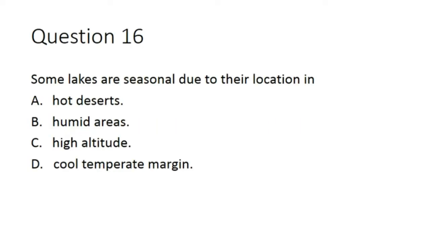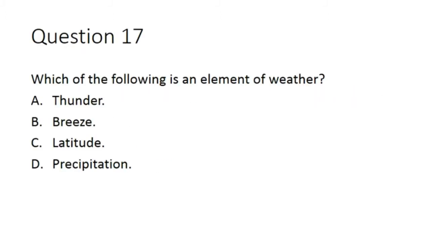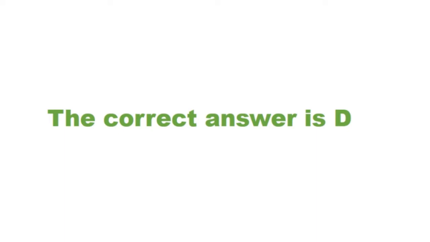16. Some lakes are saline due to their location in A. Hot desert, B. Humid areas, C. High altitude, D. Cool temperate margin. The correct option is option A, hot desert. Question 17. Which of the following is an element of weather? A. Thunder, B. Breeze, C. Latitude, D. Precipitation. The correct option is option D, precipitation.